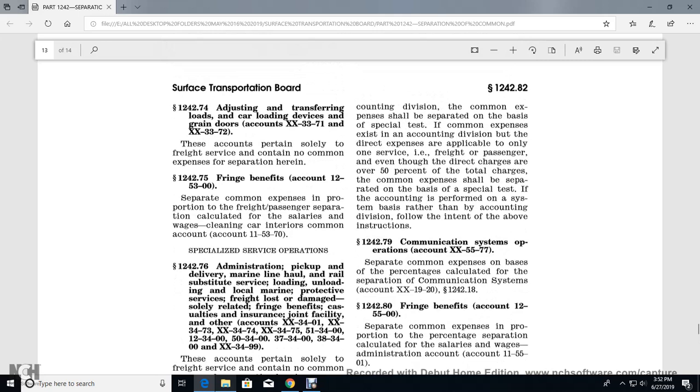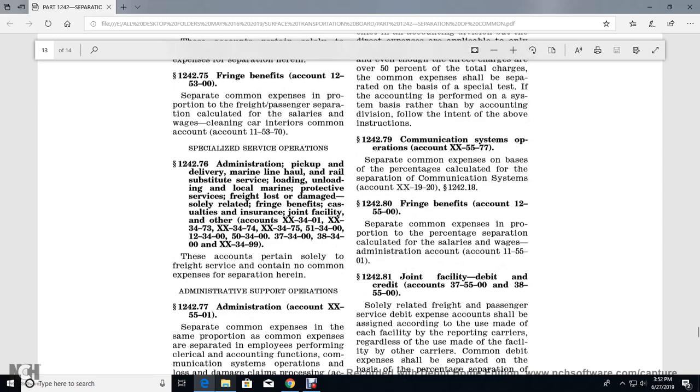expense of the applicable only when the share of the freight and passenger, even with the direct charges over 50% of the total share of the common expense, shall be separated on the basis of the special study accounting performed on the system of the railroad rather than the accounting division, filed with the intent of the above instructions. 1242.79 communication system operation, accounts XX5577, the common expense on the basis of the percentage calculated for the separation of the communication system XX 1920 and 1242.18.